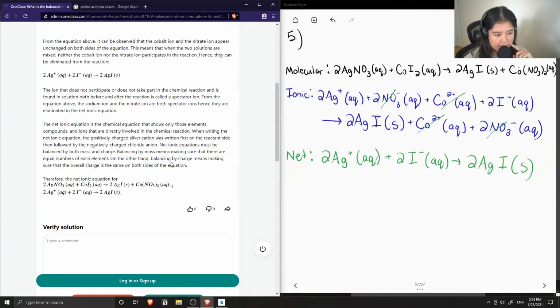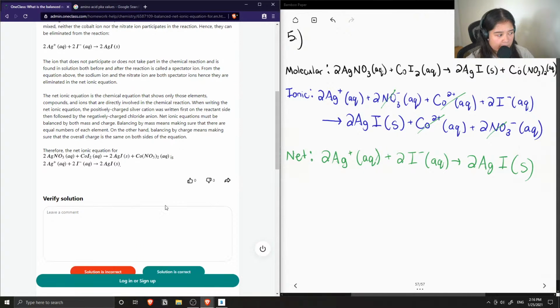Yep, so you can see that for our example, we have two positively charged silver ions with two negatively charged iodide ions. And when you think about the sum of these charges, it's neutral, which is good because on our product side, we just have a neutral compound. So the solution is correct.